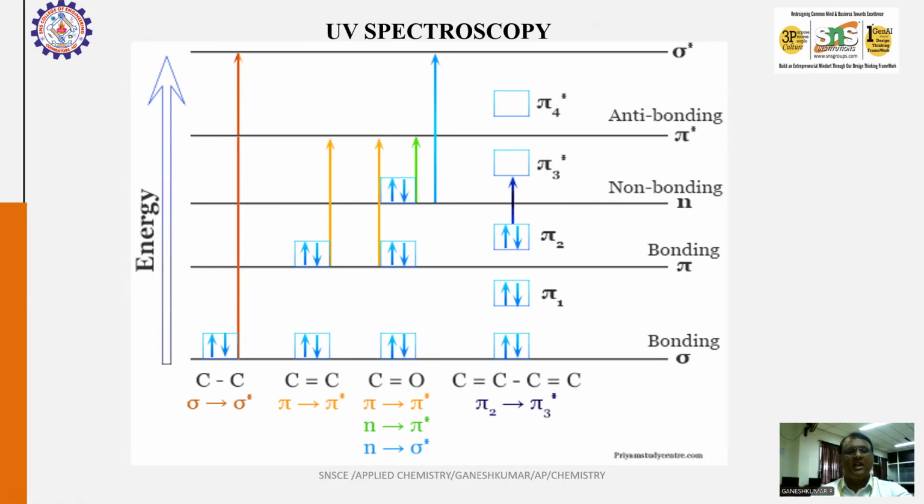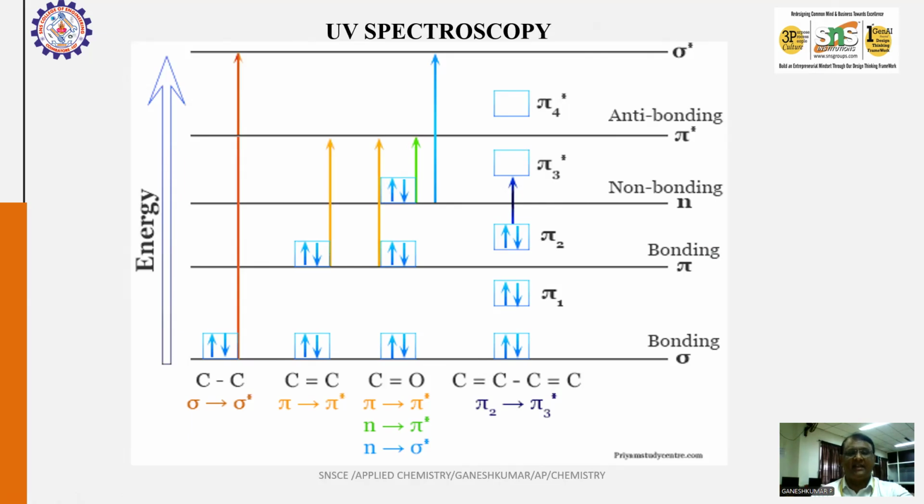This is an expanded form, you see. Sigma to sigma star is a single bond, carbon-carbon single bond, and that requires more energy. The next one is pi to pi star, that is a double bond, for both carbon to carbon and carbon to oxygen double bonds. See, the carbon to oxygen double bond has a double bond, and also the oxygen contains some lone pair, non-bonding electrons also available. So that involves three transitions. That is n to sigma star, non-bonding electron to pi star, and pi to pi star.